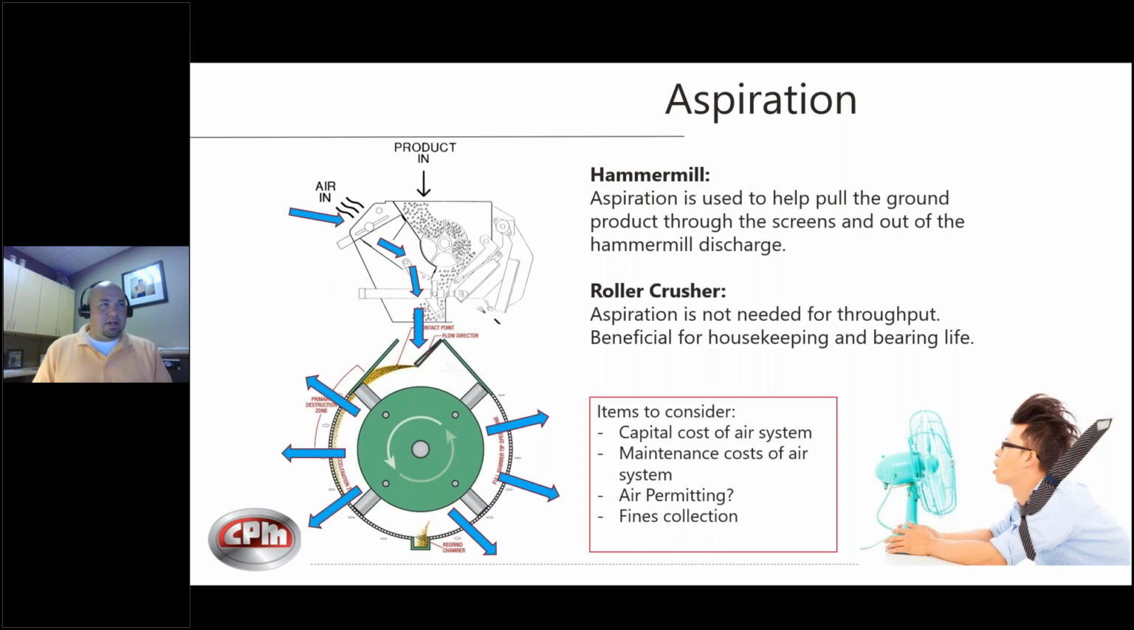But even still, the aspiration system for that on a roller crusher does not have to be the same size, I'll say pound for pound, of that of a Hammermill. So it's a much smaller system. You're collecting less dust. You don't have as much material to handle.